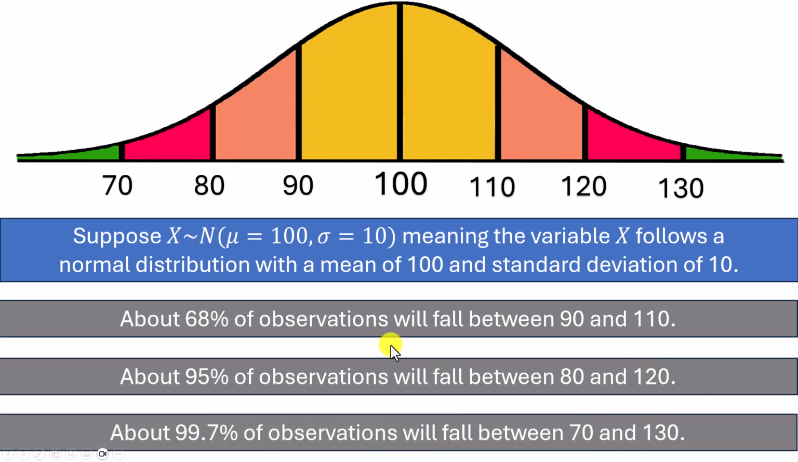Finally, the third statement relates to 99.7% of the observations. 99.7% of the observations will fall within three standard deviations of the mean. So that would be 1, 2, 3 down to 70, and 1, 2, 3 up to 130. So we can expect 99.7% of the time, or about 997 times out of 1,000, a value sampled from this distribution will be between 70 and 130. I highly recommend that you memorize these three numbers so that you're prepared to answer any empirical rule questions.